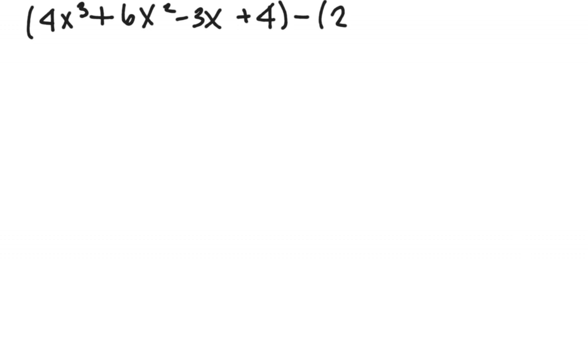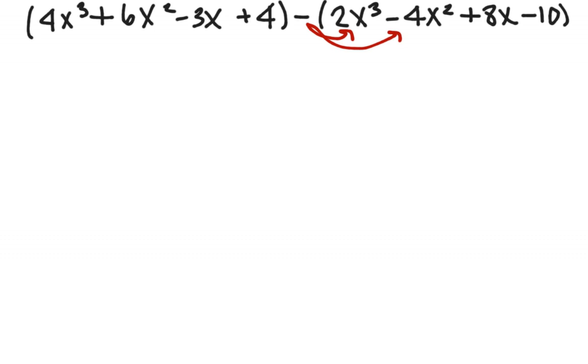Now that we've done a couple of addition problems, let's look at a couple of subtraction problems. Let's take the same two polynomials we had in the first example, and instead of adding them, we're going to subtract them. So we have 4x to the third plus 6x squared minus 3x plus 4 minus 2x to the third minus 4x squared plus 8x minus 10. Here, my parentheses actually serve as a very valuable tool because it helps remind me that the negative sign, or the subtraction, actually needs to be distributed to every term in that second parentheses.